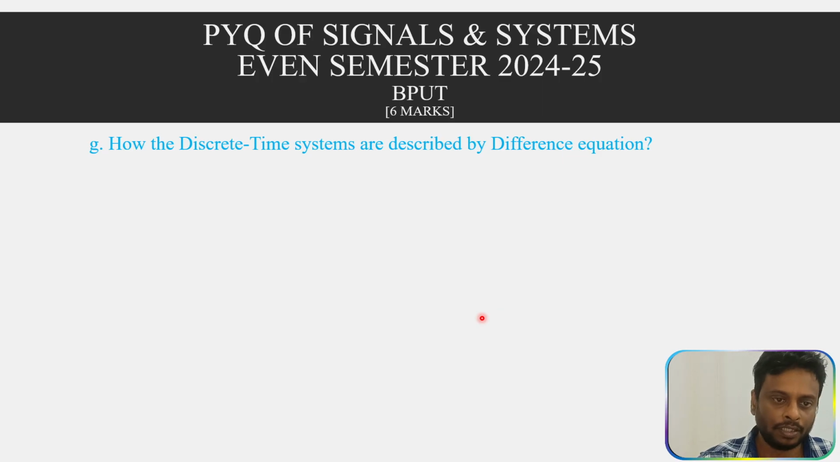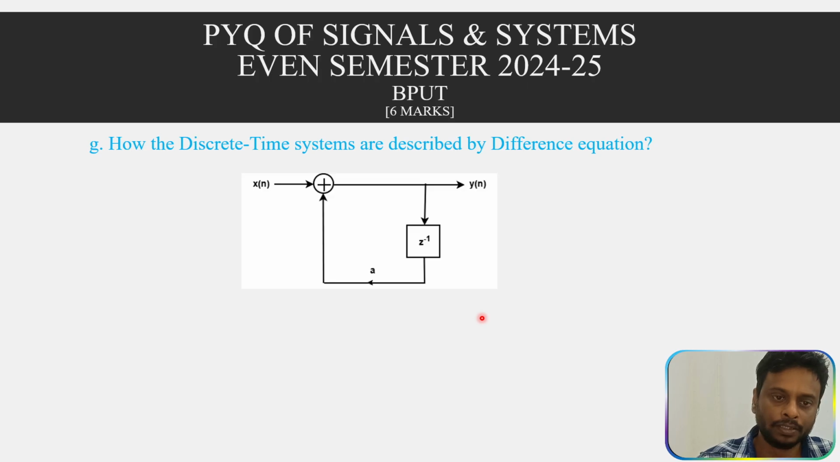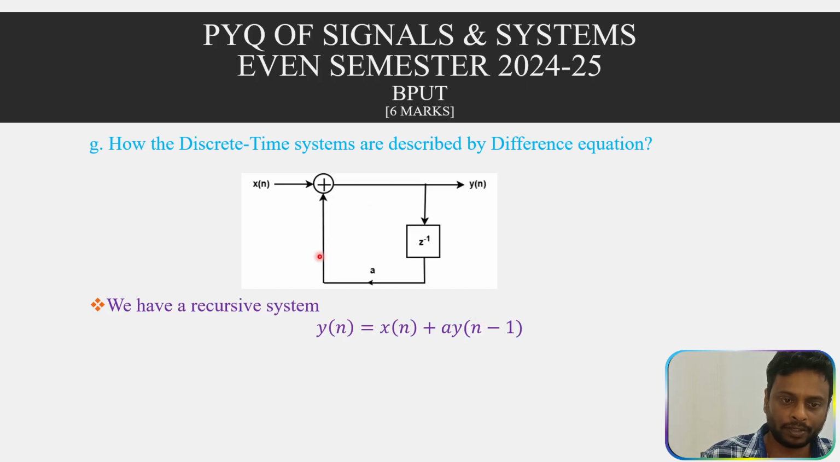You can show the discrete time signal, the system that is described by the difference equation. In continuous time, that is a differential equation. So you can see there is a recursive system. These are called the difference equation.